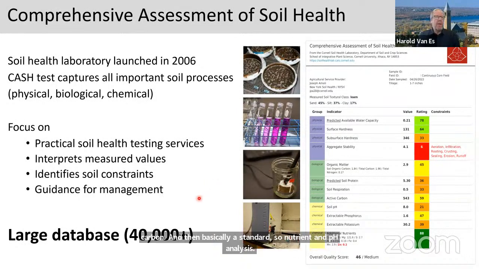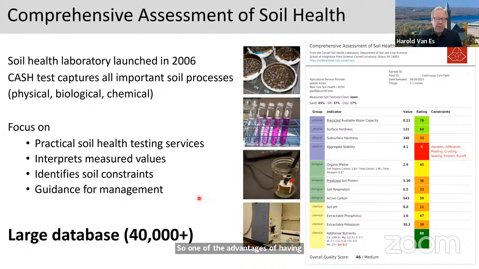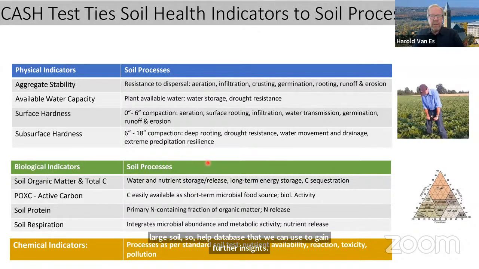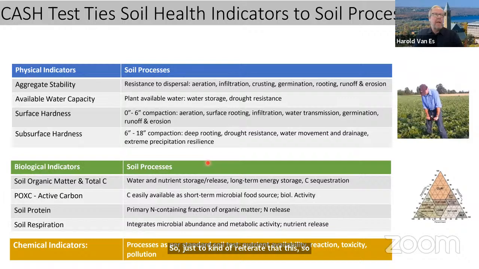One of the advantages of having started that early and receiving a lot of samples from all over the U.S., but also other places in the world, is that we've now built up a very large soil health database that we can use to gain further insights. This soil health test is based on indicators that represent important soil processes: physical, biological, and chemical processes that are listed here. We believe that we're capturing all of the important processes relevant to the functioning of the soil, and thereby the ecosystem services that are being provided. And I won't go into detail on that.